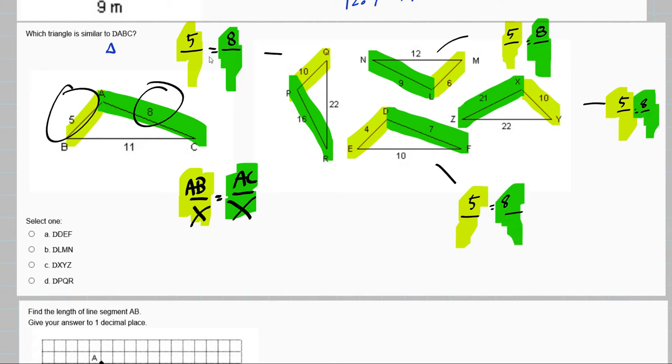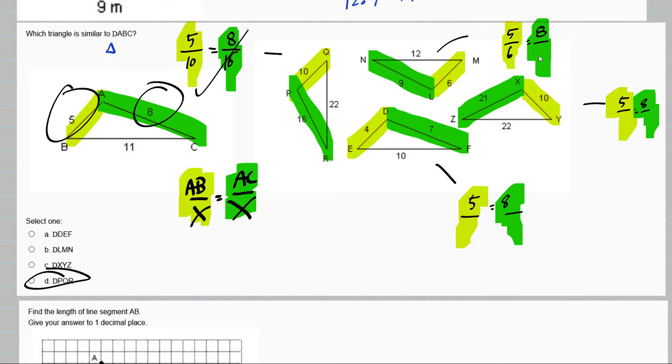So for the first one, it's 10 and 16. And 5 over 10 is half, and 8 over 16 is a half, so this one's totally similar. The first one we tested is the right one. There it is. But let's test the other ones.